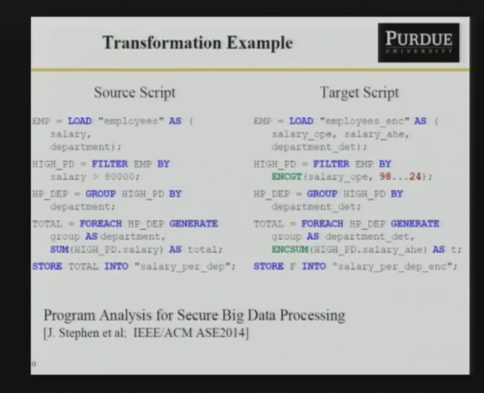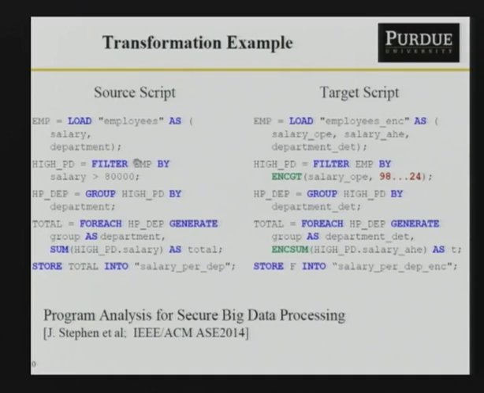So this is an example of a source script and a target script. That's a source script that operates on plain text data and a script that operates on encrypted data. We start by loading, let's see the source script first. We start by loading a file called employees, which holds two columns of data, the salary and the department of each employee. And we save that in an alias called emp.